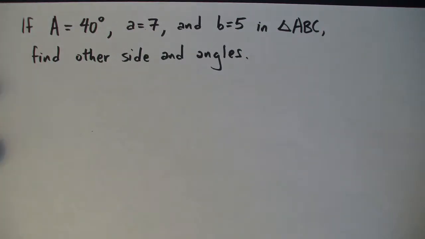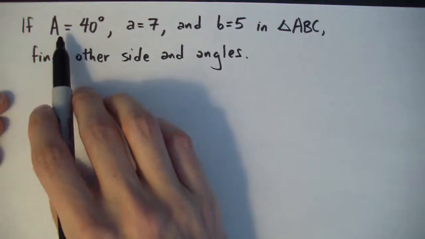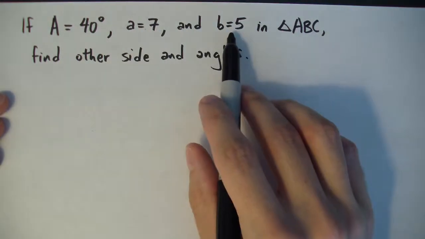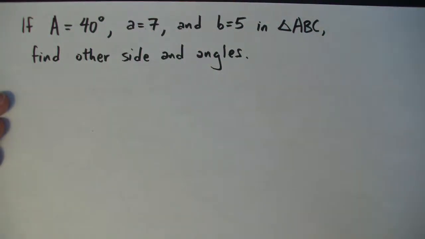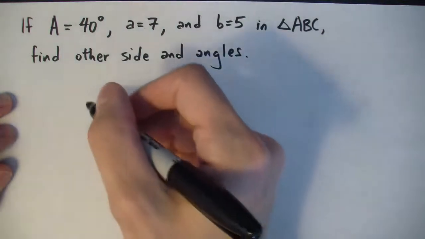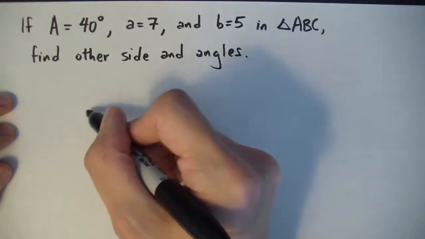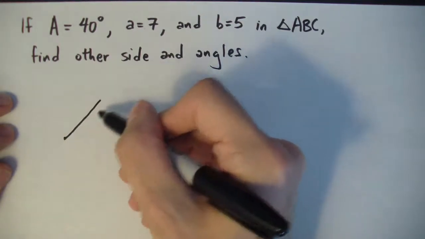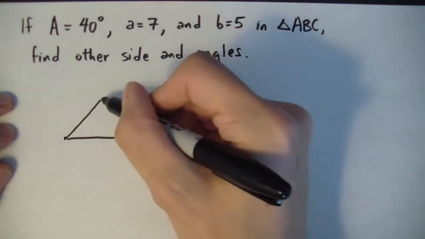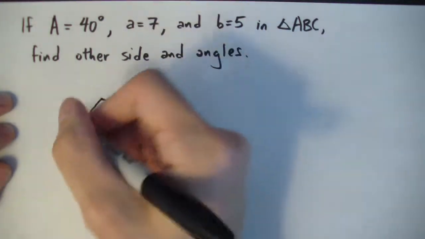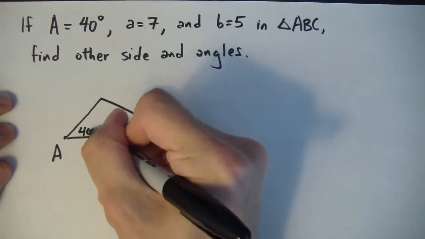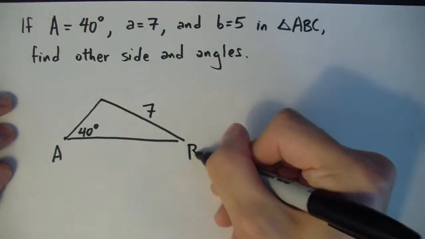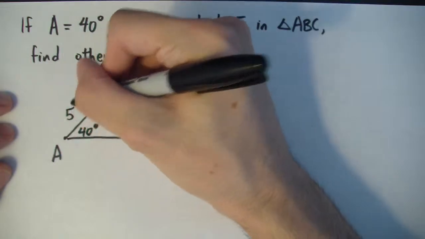Now, we have another situation where we're told that angle A is 40 degrees, side A is 7, and side B is 5. So similar, but a little bit different than what we saw before. And so a picture in this case is similar to what we saw before. We're going to have something like, so here's our angle A is 40 degrees. Our side A now is long, it's 7. And side B is just 5.